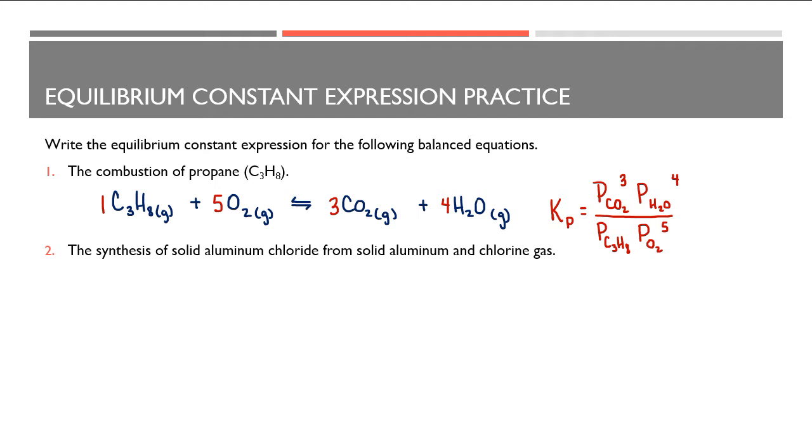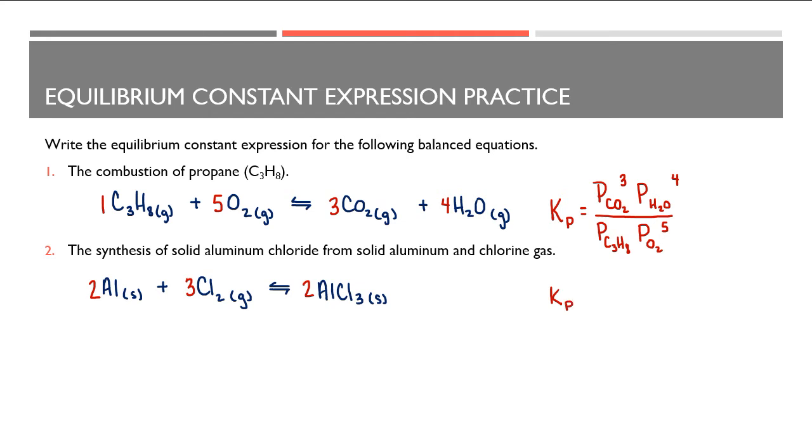Let's take a look at another example. In this example, we have a solid aluminum chloride that's being formed from solid aluminum and chlorine gas. So I'm going to write this reaction out, including the states of matter that each chemical is in. So I have aluminum in solid form plus chlorine gas gives us aluminum chloride in solid form. Now I need to balance this. So I'm going to put a 3 in front of the Cl2 and a 2 in front of the AlCl3 and a 2 in front of the aluminum.